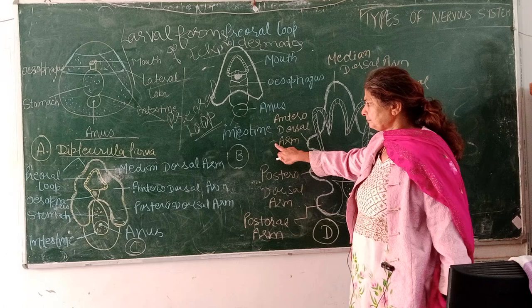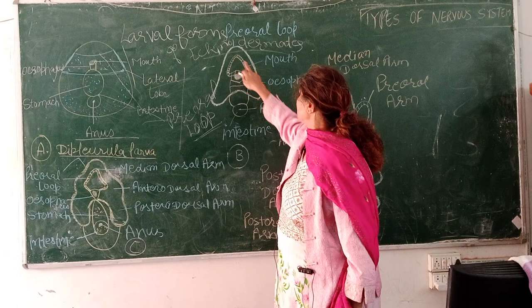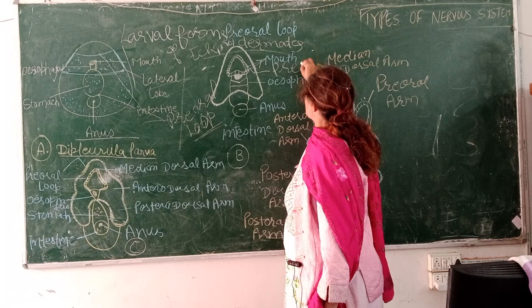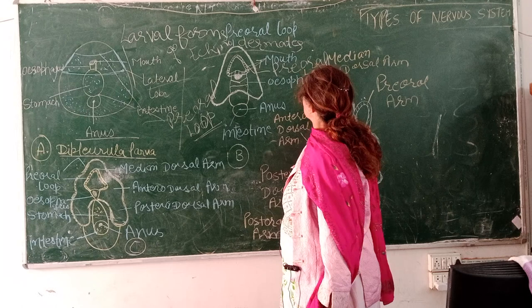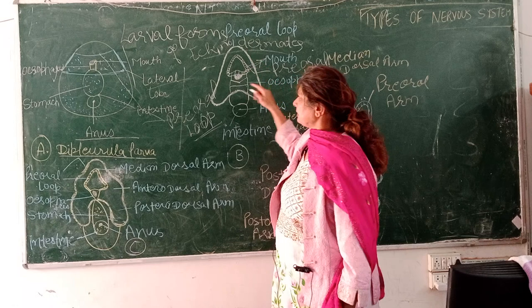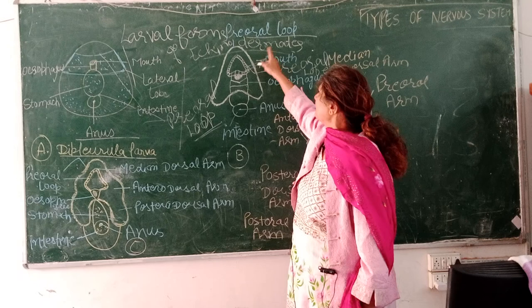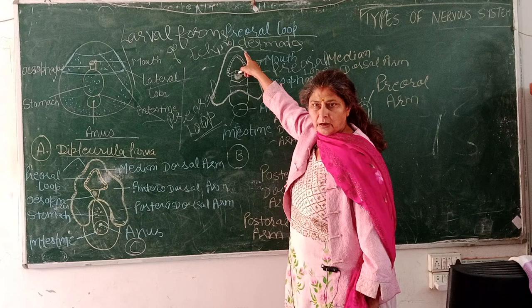In this larva there is formation of this. This is the mouth. This is called the preoral lobe, and around this, further development takes place, which is called the preoral loop. This is the lobe, that is, a loop above the mouth.